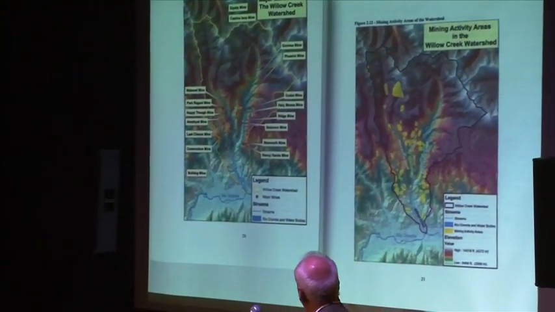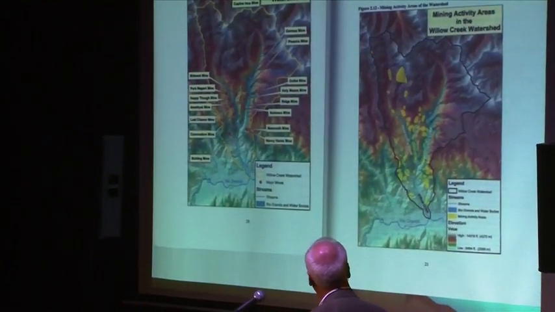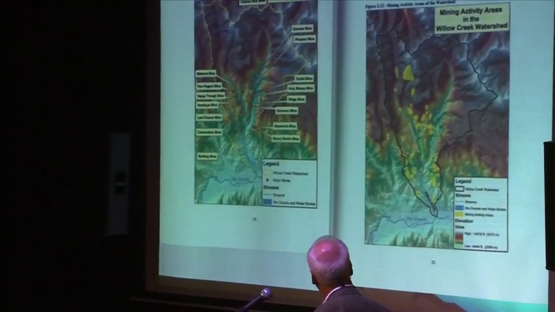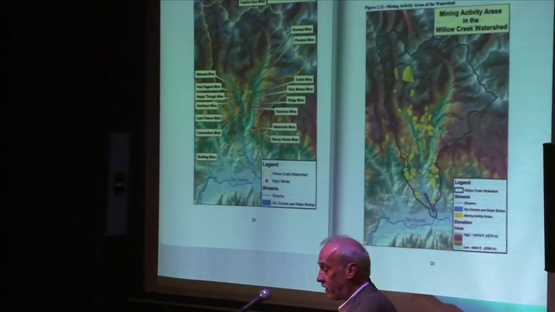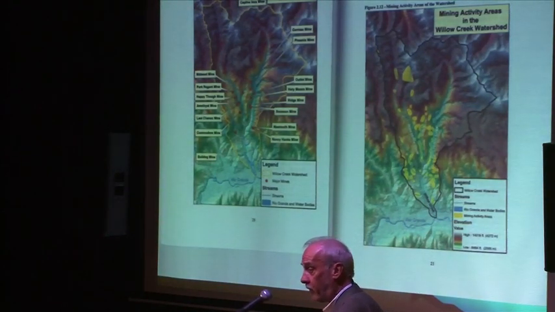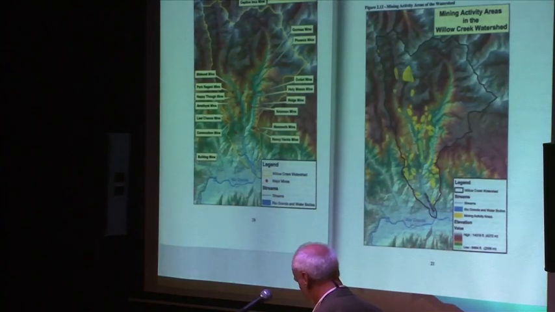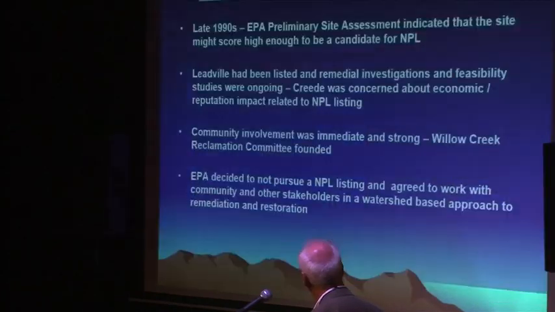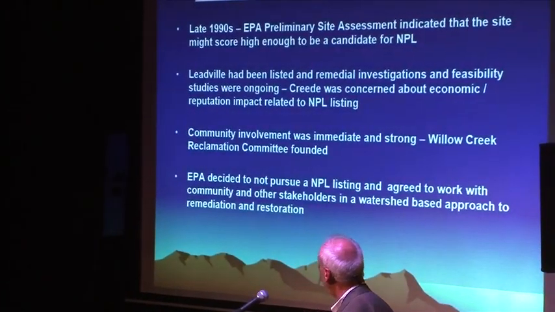A lot of mines, as we've heard from others about, and this is sort of the resultant legacy, plus, of course, the notorious Nelson Tunnel, which accounts for a very, very significant portion of the metals load in Willow Creek and down to the Rio Grande. So, how did this all begin?